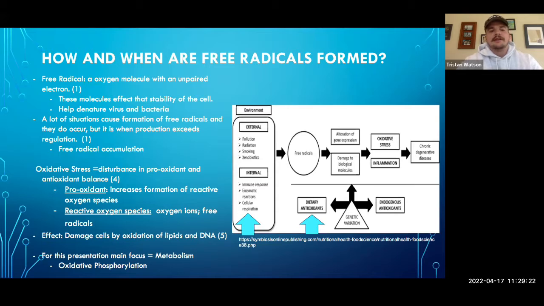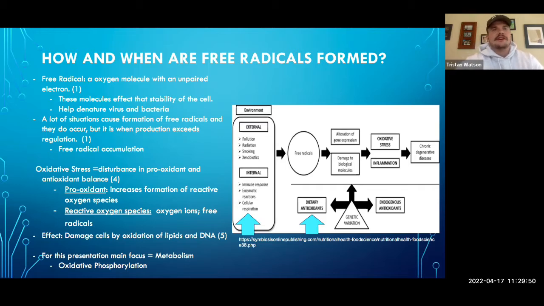In a lot of situations, there is formation of free radicals. They occur because of pollution, radiation, and smoking also causes free radical formation. It is the accumulation of these that causes that stress. As you can see in the image to the right, it can alter gene expression, so it can have an effect on DNA as well, and also cause damage to biological molecules. And this causes oxidative stress and also inflammation.